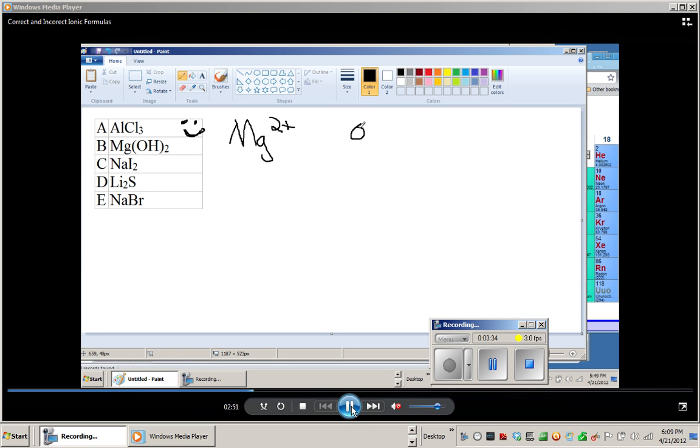Each hydroxide is a -1 charge. So it will take 2 hydroxides to balance the charge of 1 magnesium 2+ ion. So for that reason, the formula of Mg(OH)2, that's actually correct. This is the right formula for magnesium hydroxide. So both A and B are correct.